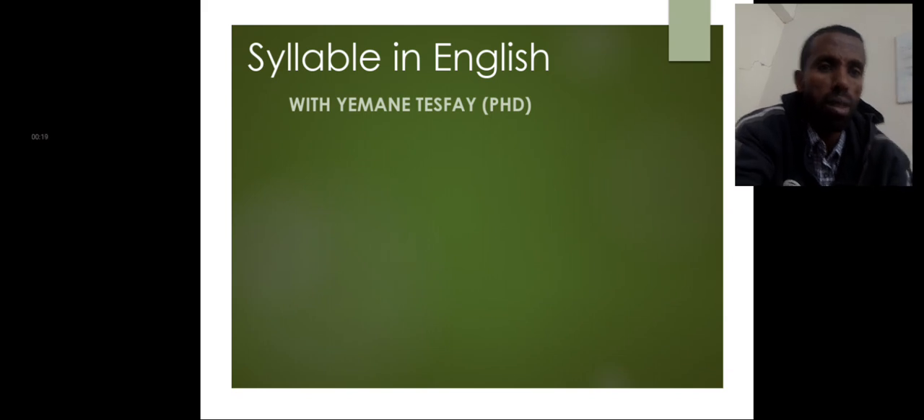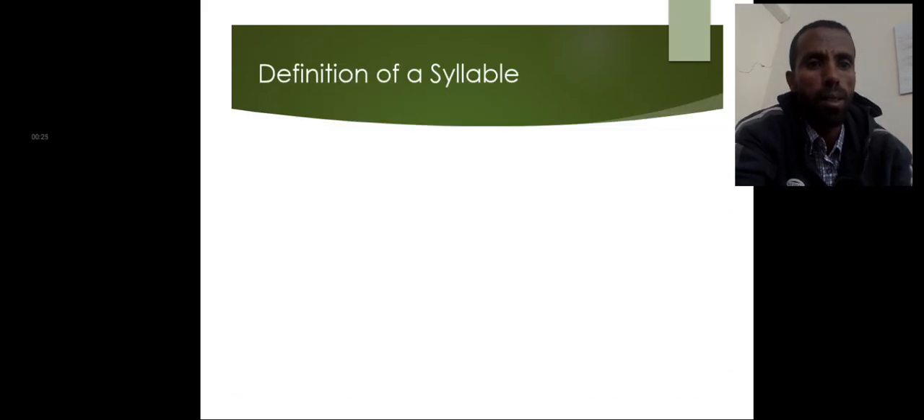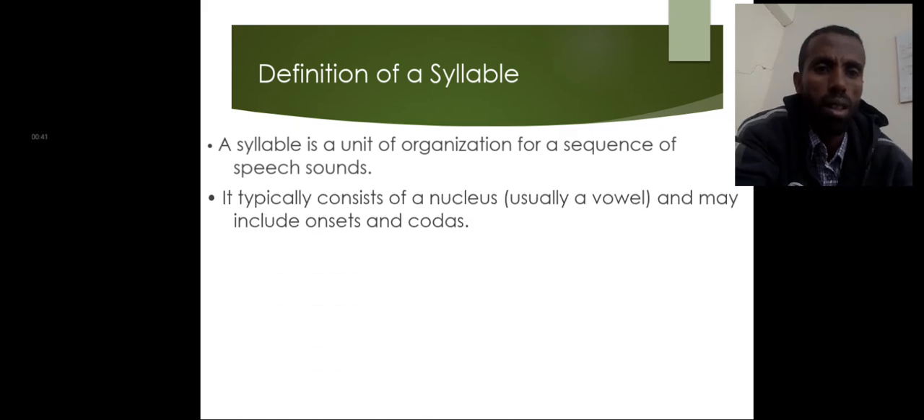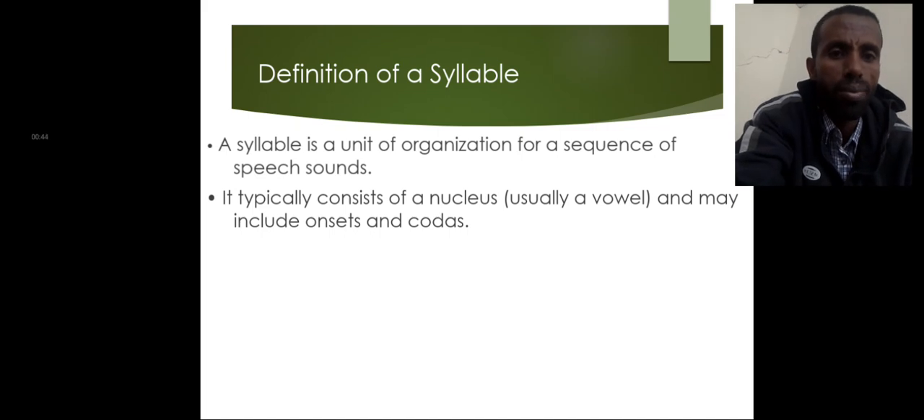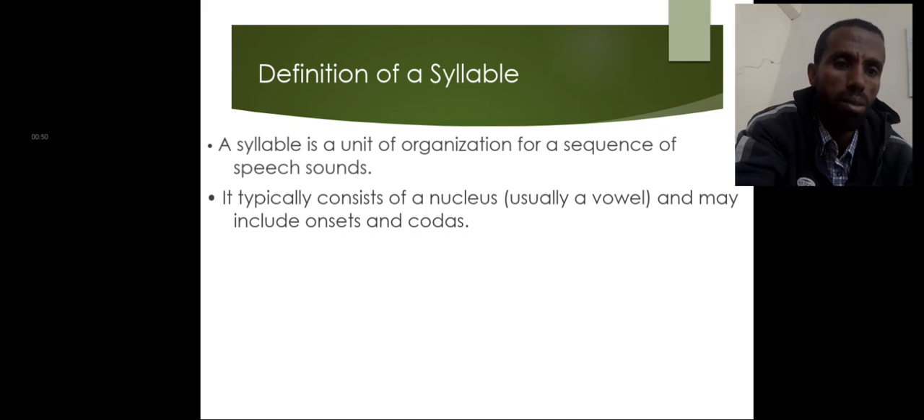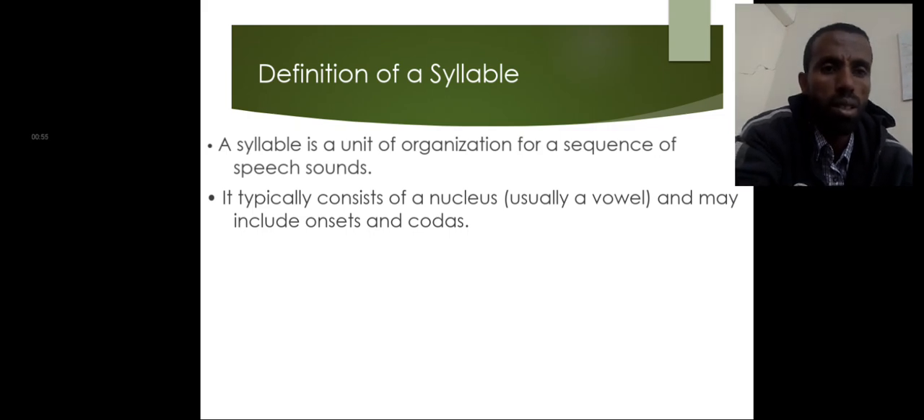So let me go directly to my first point, which is the definition of a syllable. So how is a syllable defined? A syllable is a unit of organization for a sequence of speech sounds. So what it means is it's a unit of pronunciation at a time. And structurally speaking, a syllable contains a nucleus. Normally, nucleus means a vowel, but sometimes we can have syllabic consonants, but usually it means a vowel. So especially for this lesson, we can simply focus on the vowels.